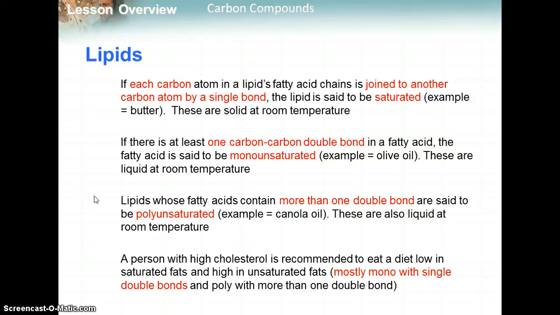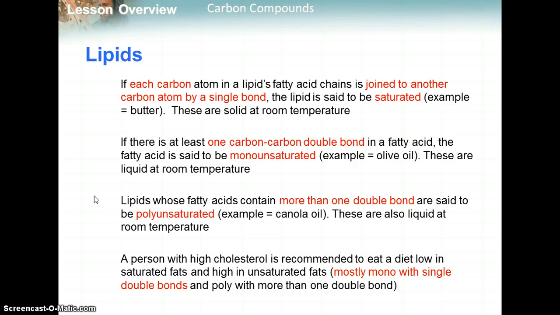Monounsaturated means, mono, again, one. It means that you have one carbon-to-carbon double bond. So it's not full, it's not saturated with hydrogen. That's why they call it unsaturated, and mono because it has this one double bond. For example, olive oil is a monounsaturated fat, and these monounsaturated fats are liquid at room temperature.